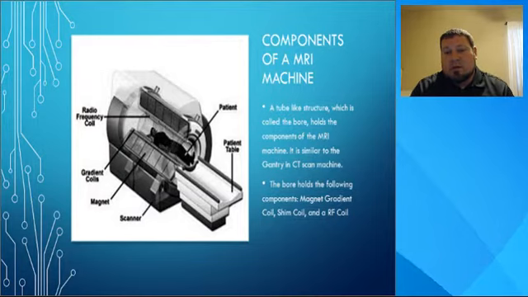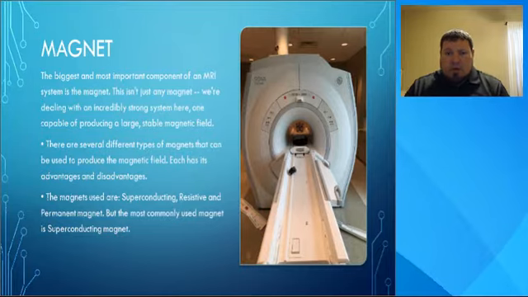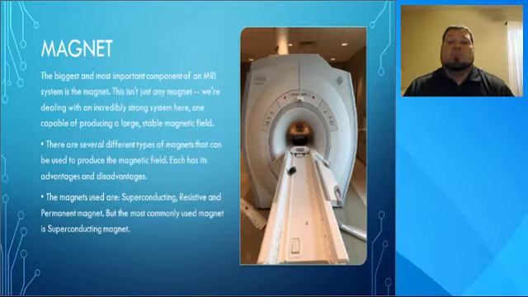But one thing about an MRI is the bore, which is the main part of the magnet. It contains a magnet, a gradient coil, a Shim coil, and an RF coil. Now the magnet itself is the most important part of an MRI. That's why it's called magnetic resonance imaging.